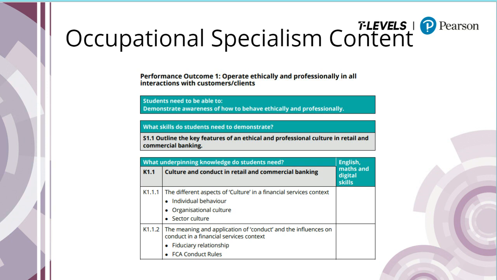So in this particular case, you've got K1.1 on the screen, K1.2, but there's actually 4 in this particular section altogether. So in this particular part of the occupational specialism, students will start by looking at different aspects of culture, move on to looking at meaning and applications of conduct. And so you can see there that the skill we're looking for is for them to be able to apply the experience that they have and the learning that they've had, the teaching that they've had from you, in order to be able to apply this to various case studies, or to an unknown case study of some description.